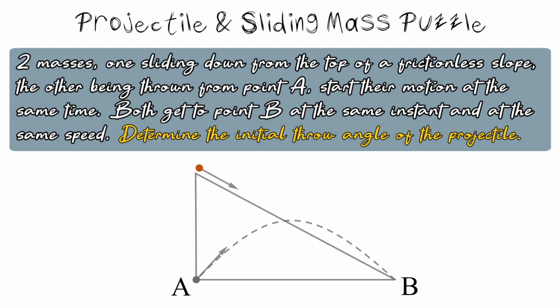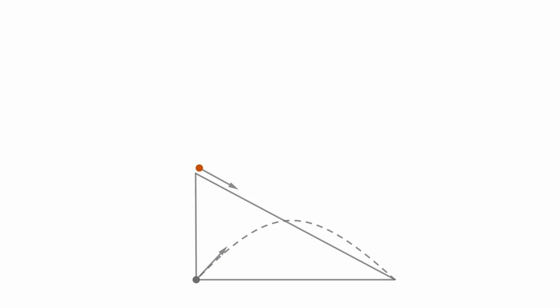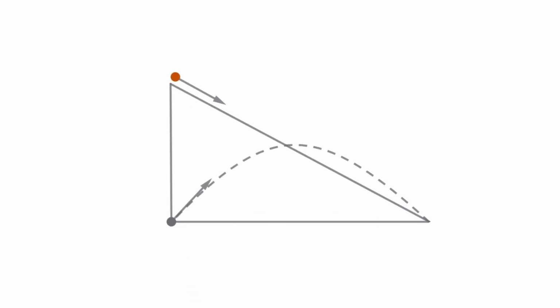Okay, so how the heck do we go about solving this problem? I don't know where to even start, you say. Well, start from the beginning. That's always a good rule of thumb to follow, my friends. So let's start out by giving some definitions. Let's call this initial launching angle theta, and this angle here phi.